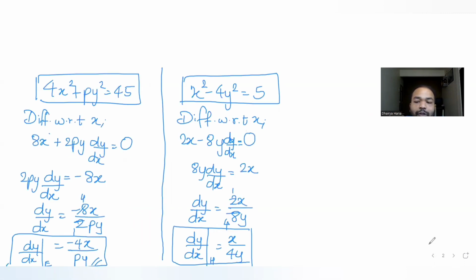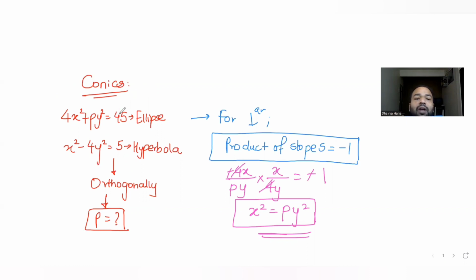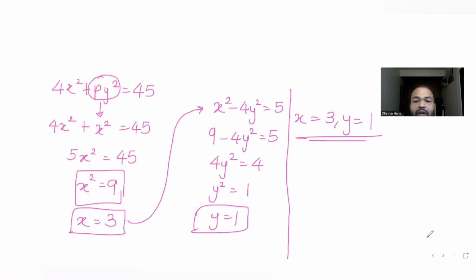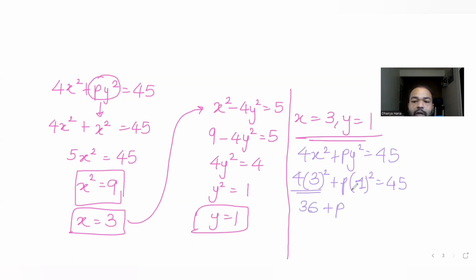Now, if I substitute that in the equation of ellipse, I can get the value of p here. So let's do that. We know 4x square plus py square is equal to 45. So 4 into 3 square plus p into y square, that is 1 square, is equal to 45. So 4 into 9, that is 36. P into 1 square, that is 1, is equal to 45. So P is 45 minus 36, that is 9. So we get the value of P from this equation, that P is equal to 9.